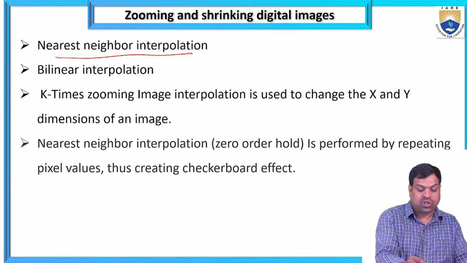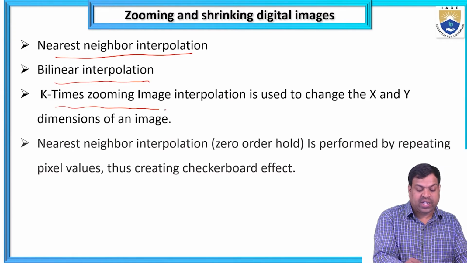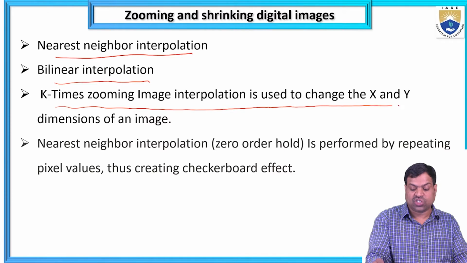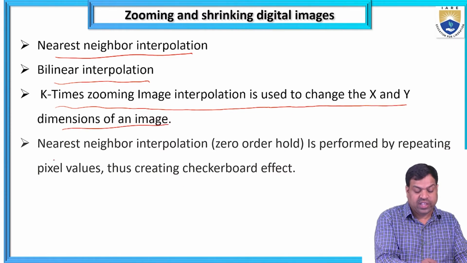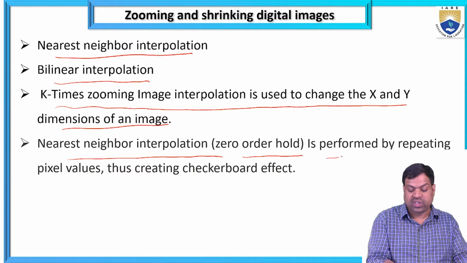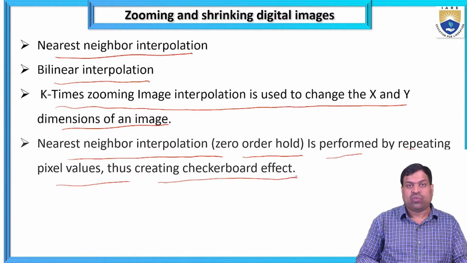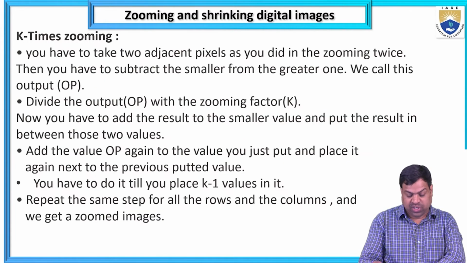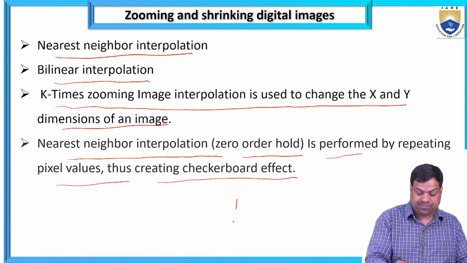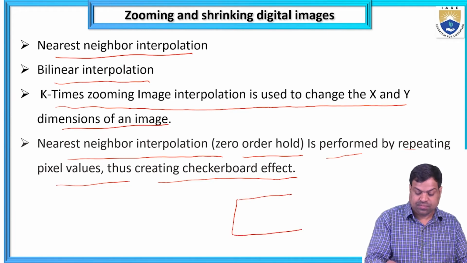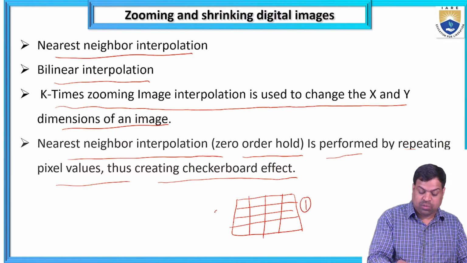So nearest neighbor interpolation, bilinear interpolation, k times zooming image interpolation are used to change x and y dimensions, and nearest neighbor interpolation with zero order hold is performed by repeating pixel values, thus creating a checkerboard effect. So what are the techniques for zooming? First one is nearest neighbor interpolation. Suppose I am taking one pixel. What are the neighbors of that one? So these are the 4 neighbors.